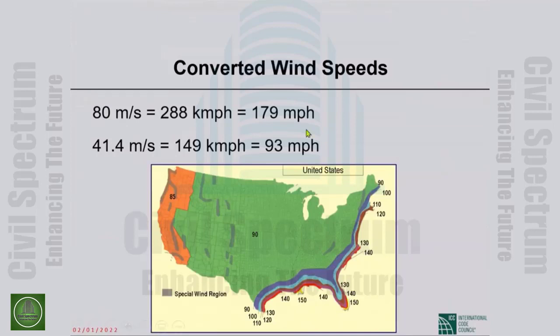If you compare with the ASCE 7-05 map for the United States, which uses the same definition of basic wind speed, you see most of the US has 90 miles per hour, which is very comparable, obviously, to 93. But the highest, at the tip of Florida, is 150 miles per hour. The 179 is significantly higher than that.